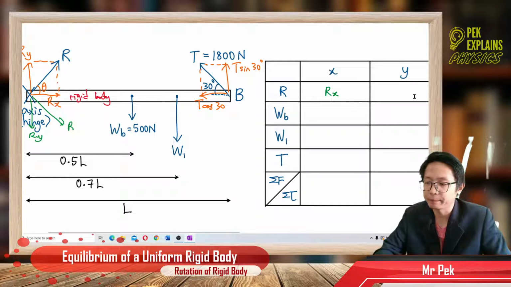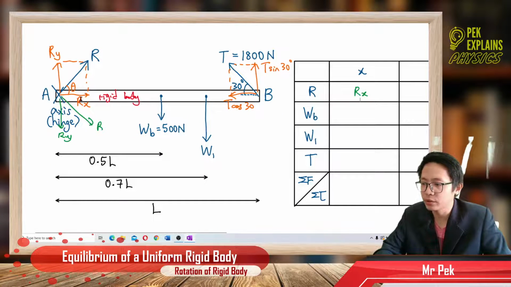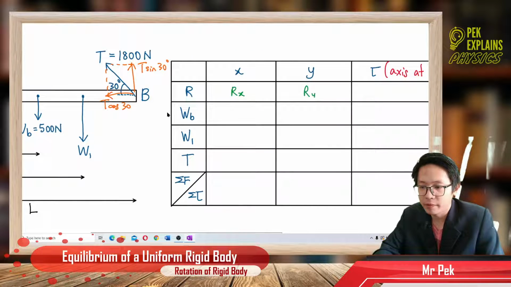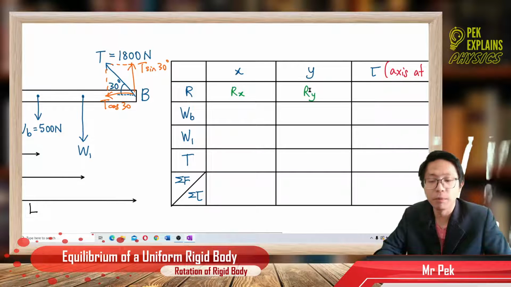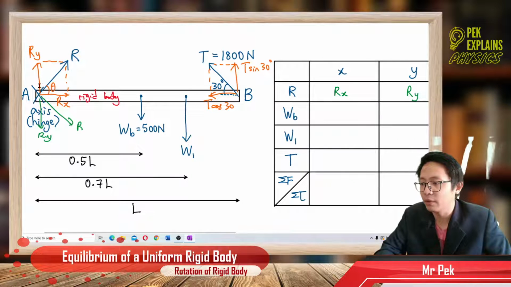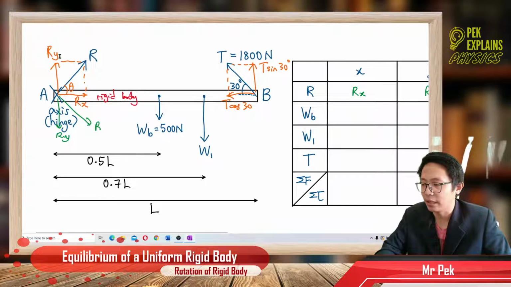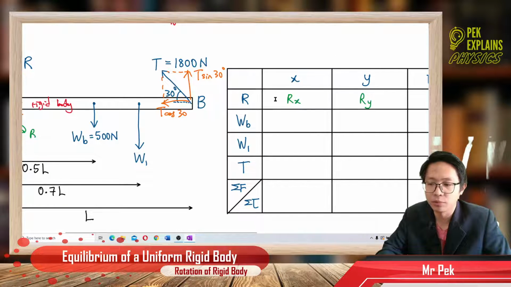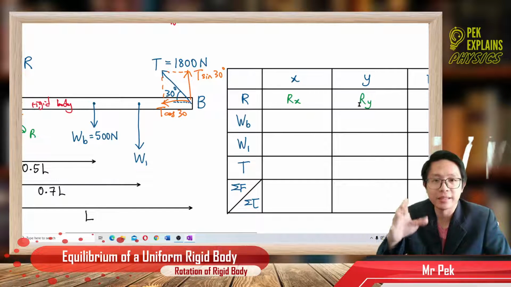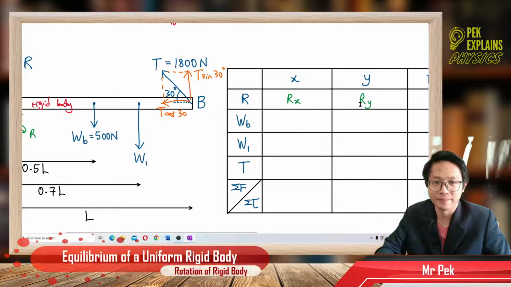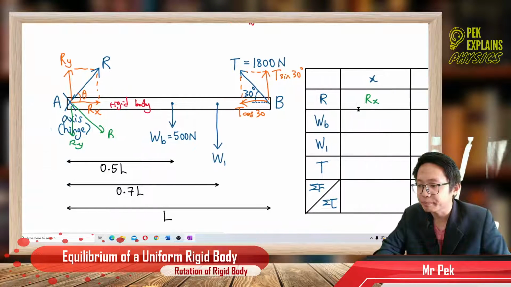Ry also, I'm not sure going up or going down, but I just put Ry. Later, the answer will reveal positive or negative to show whether it's going up or going down. So at this time for Rx and Ry, I don't put any sign at all. Just let the positive and negative sign come naturally at the final answer. Let us find out.